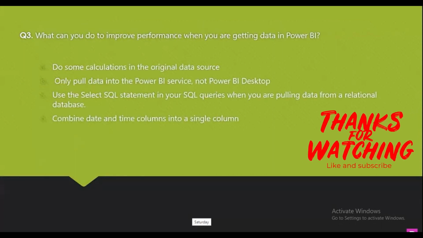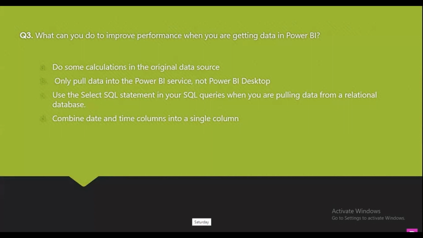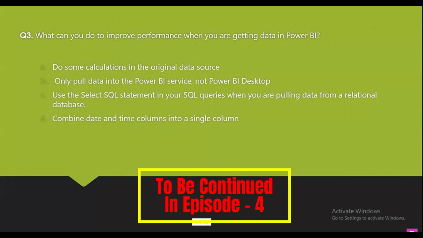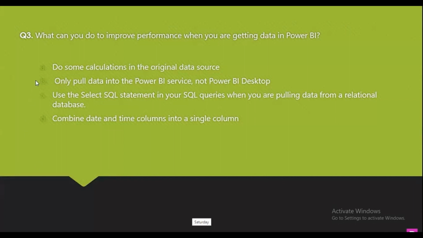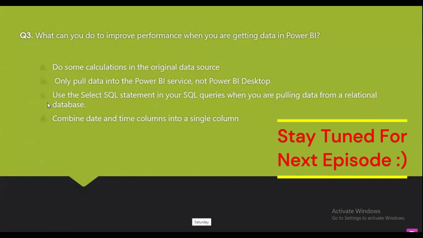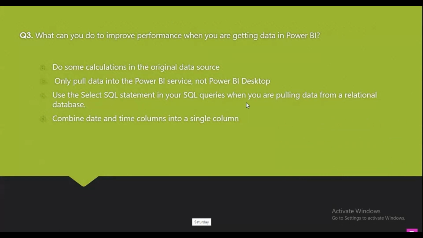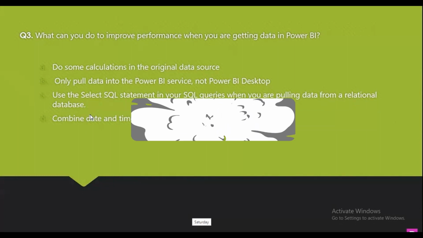Next question: what can you do to improve performance when you are getting data in Power BI? Please have a look at all these options we just discussed. Do some calculations in the original data source, no. Only pull data into Power BI service, not Power BI Desktop, that is not possible. Use the SELECT SQL statement in your SQL queries when pulling data from a relational source. Yes, we should use the SELECT statement when fetching data from SQL Server. And combining date and time, that's just the opposite. We should not combine them. If they are combined, we should separate them.